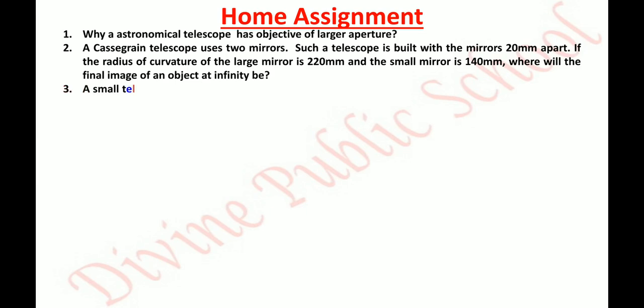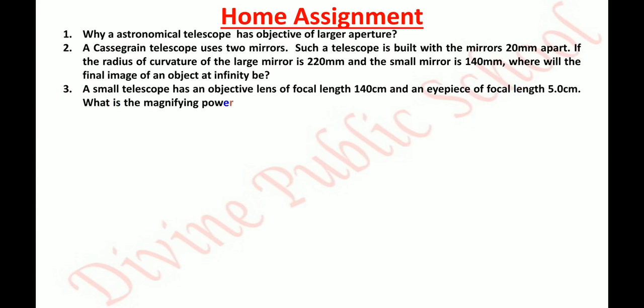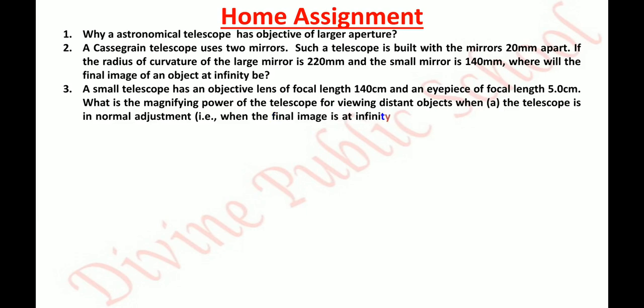Next question is, a small telescope has an objective lens of focal length 140 cm and an eyepiece of focal length 5 cm. What is the magnifying power of the telescope to view a distant object when the telescope is at normal adjustment, that is, when the final image is at infinity? The final image is formed at the least distance of distant vision. Okay, this question is put the value, get the result type. Simple formula. In the formula you have to put the value, you have to get the result.